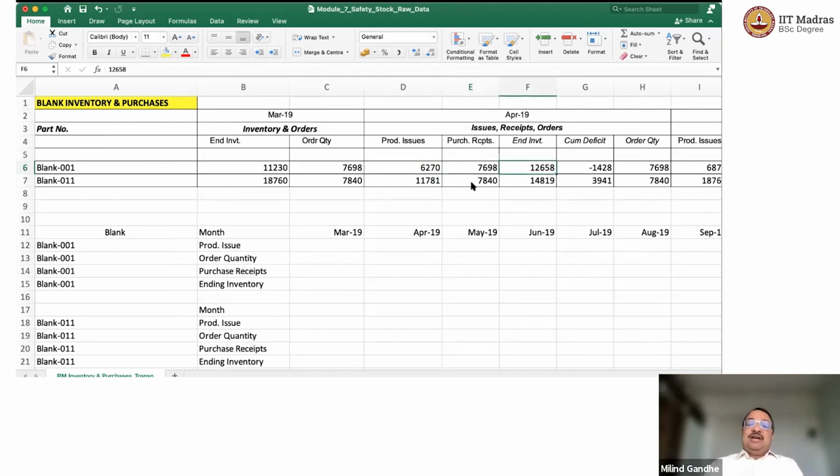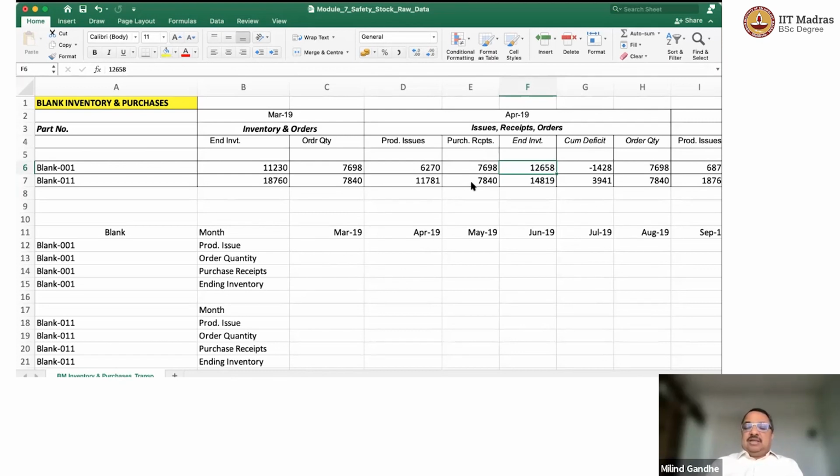So ending inventory now we can actually compute, if you look at it. It is very similar to the ledger computation that we have done. 11,230 minus 6,270 plus 7698 will be 12,658, and we will do the check. Even though this is data that Shiv has given us, we should check that it is matching.